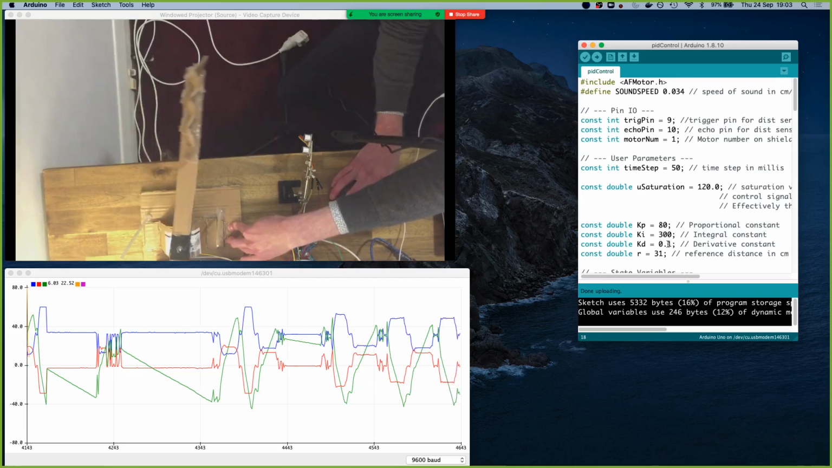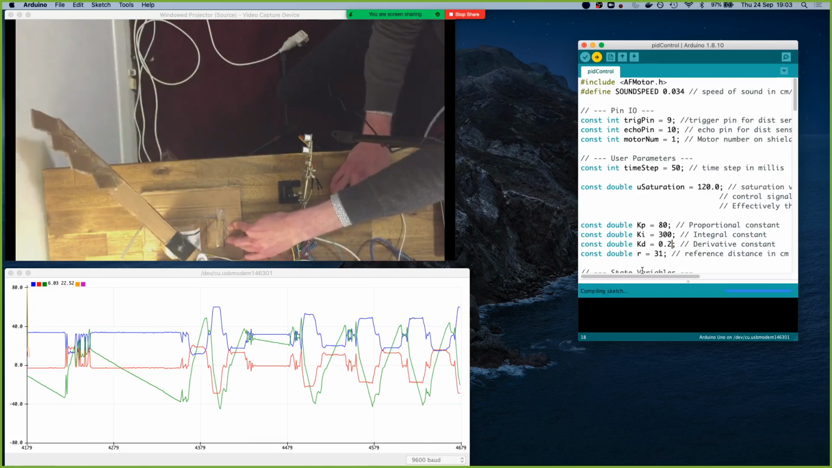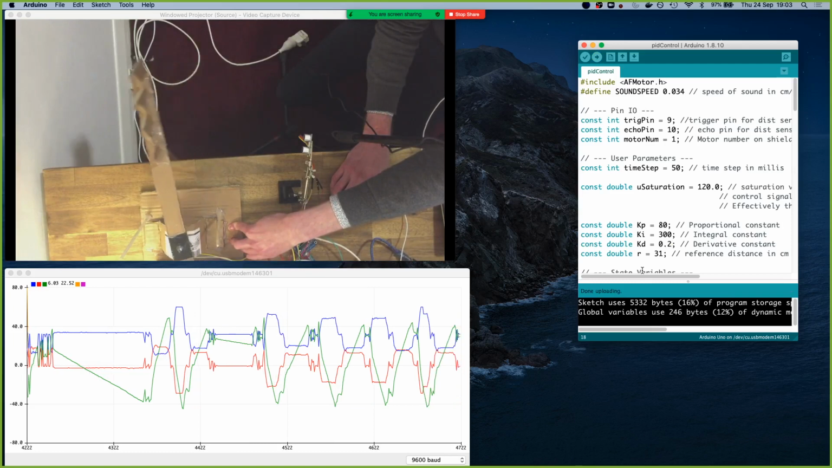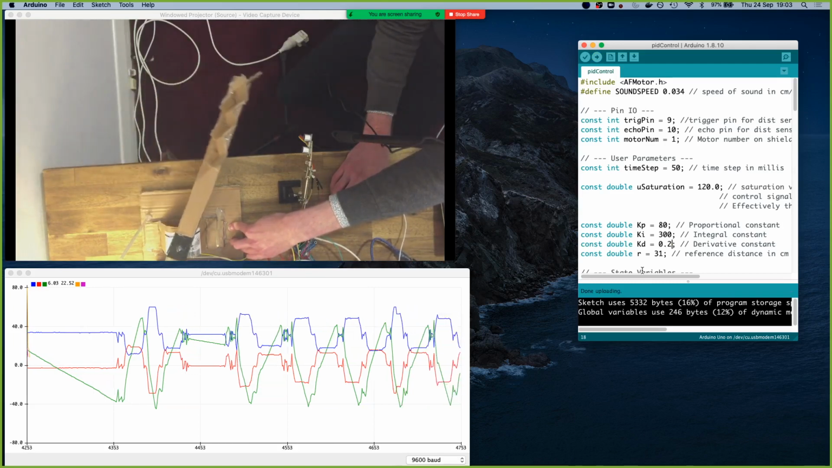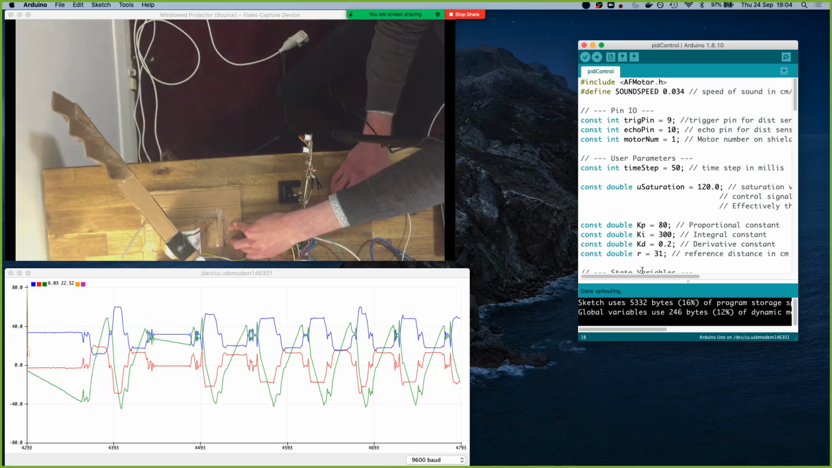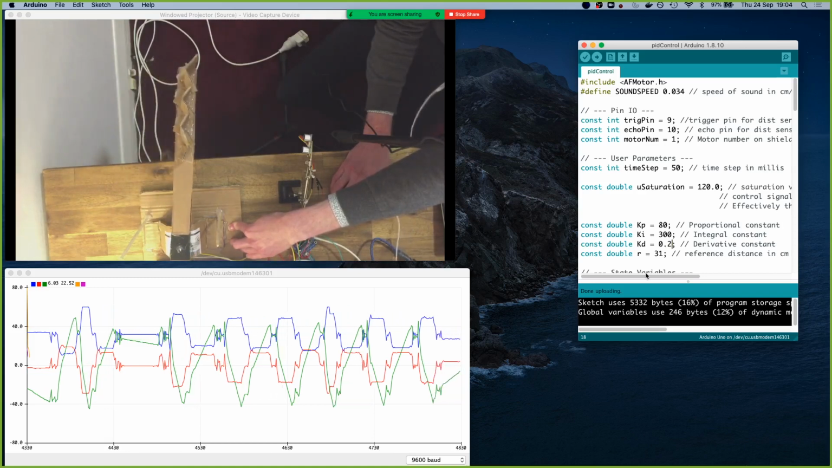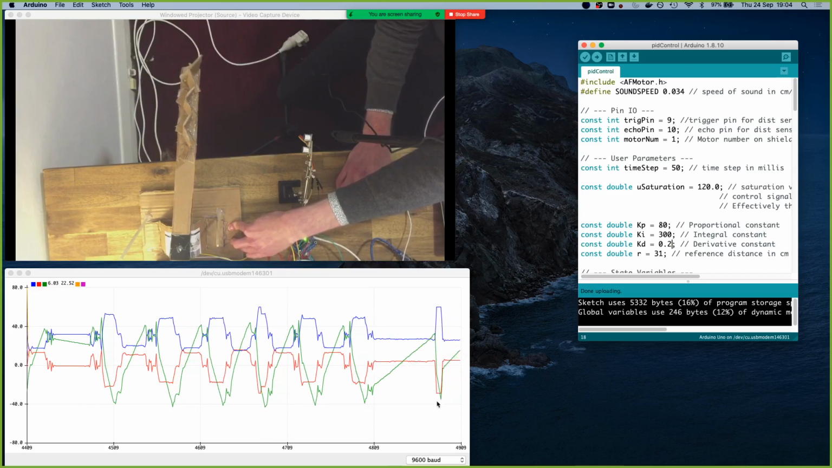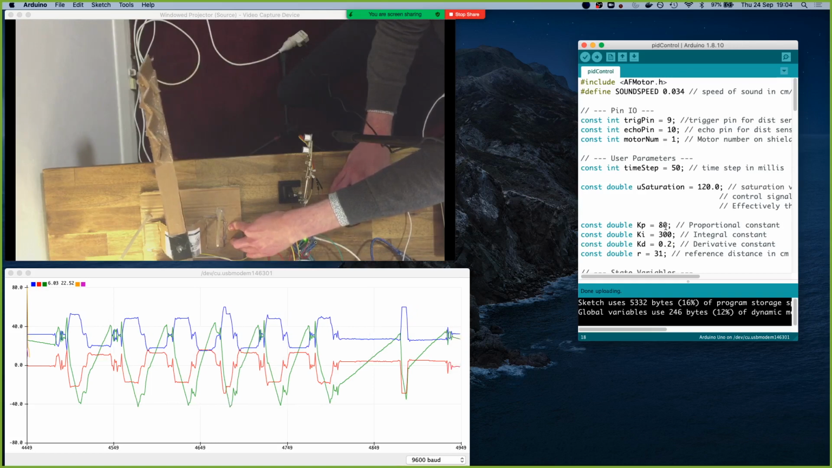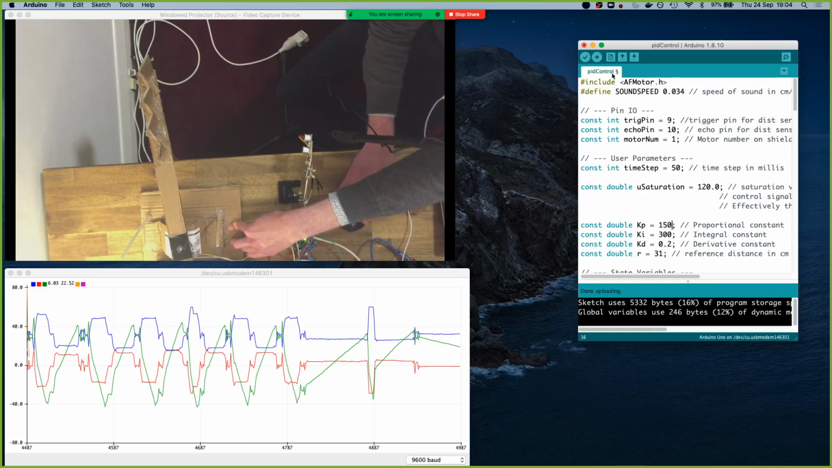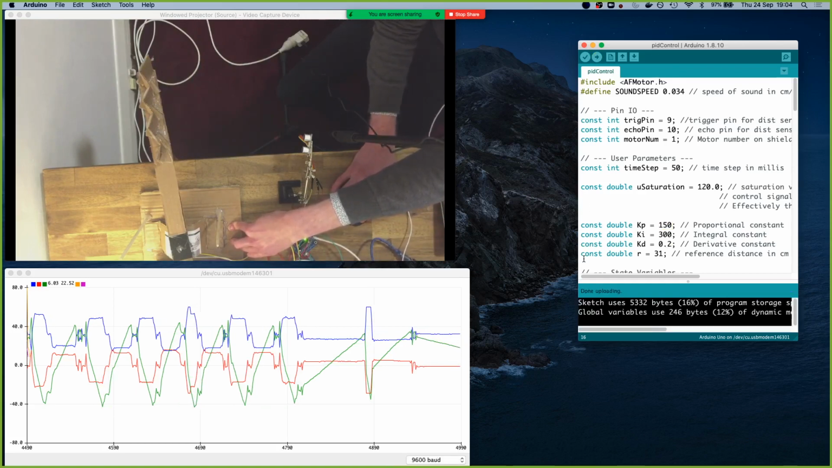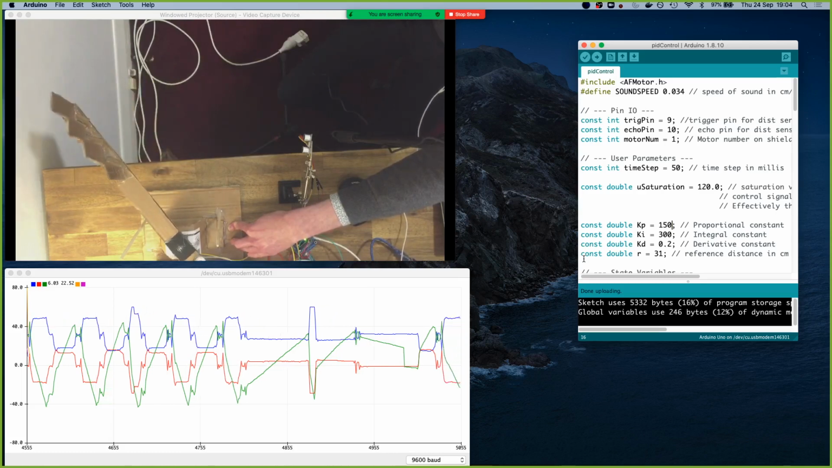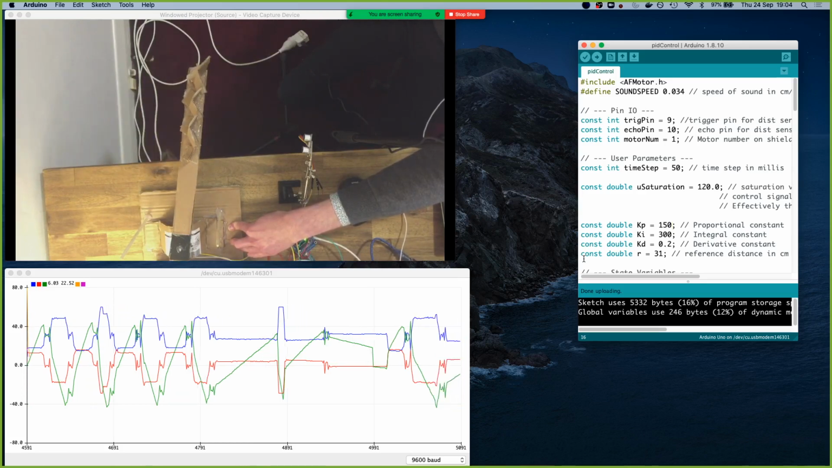Let's see if we can bump up that KD a little bit more. So that was quite nice, that action there. It sort of found its way to something, quite close to that equilibrium now. Sort of bouncing around. What happens if we change KP up a bit? So yeah, it's finding its way.